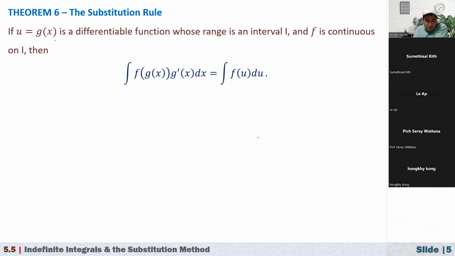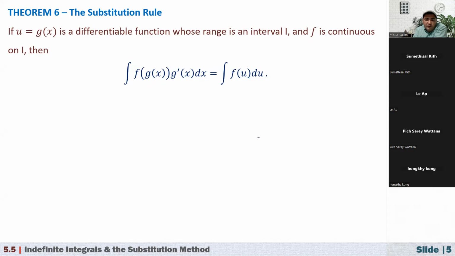That's why we are saying that u equals g of x must be a differentiable function to use this method, and whose range is an interval I. And also in this range, f is continuous on I. So that means that, as you see here, we have f and its input value is g, right? So f should be defined on the values of g, that is the range of g. Otherwise, we cannot integrate this. For a function to be integrable, at least partially, it must be continuous over the given interval.